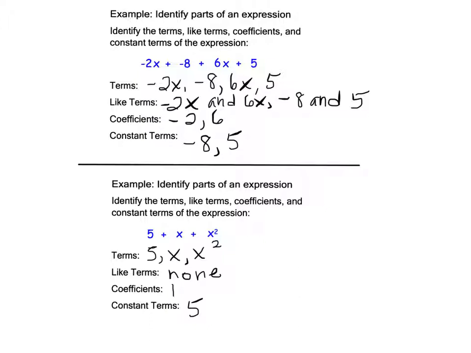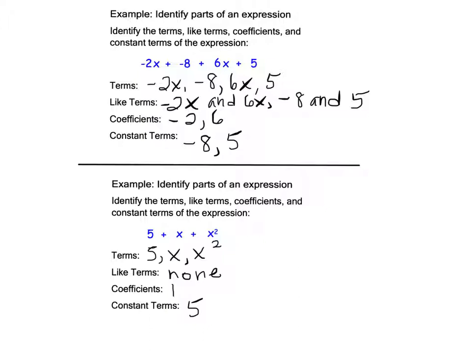In the second example, our terms are listed, but we do not have any like terms. Just because the same variable was used, it's not the exact same variable, because one is an x and one is an x squared, and you know that that means two different things. Here's an x, and here's an x squared, so those are not considered like terms.